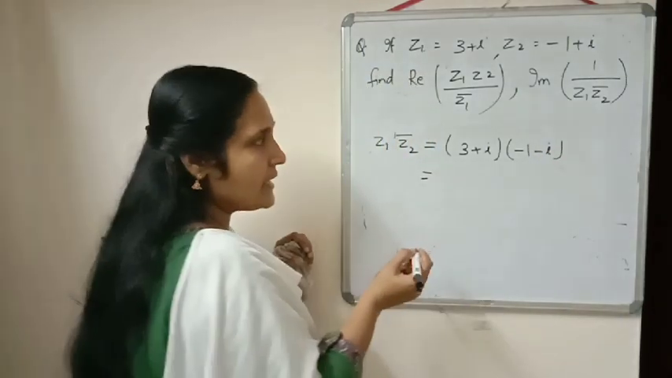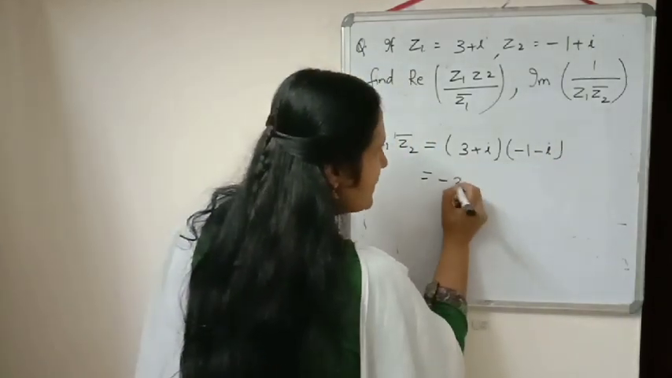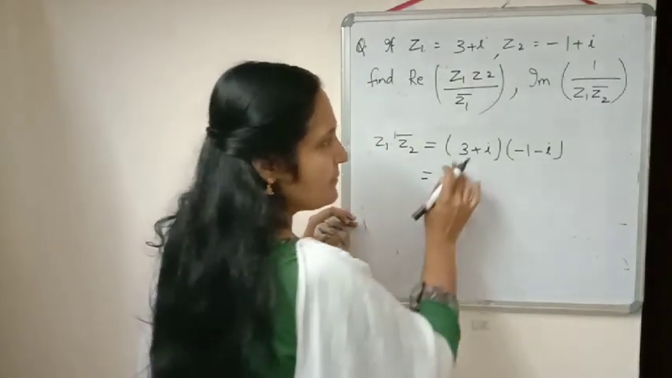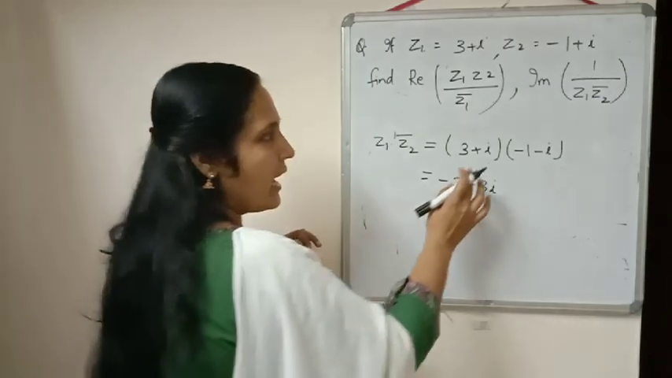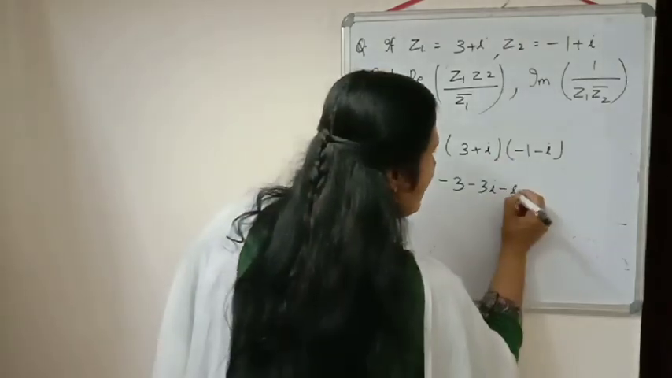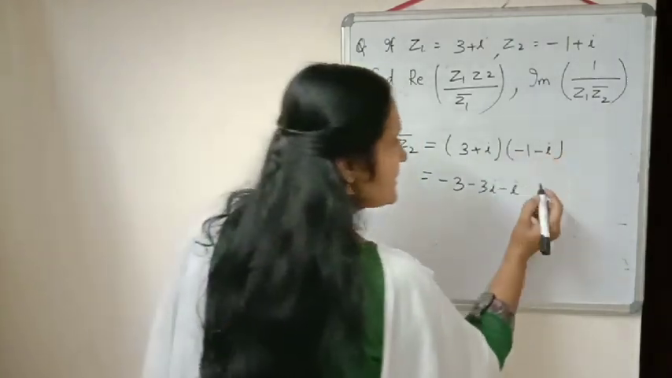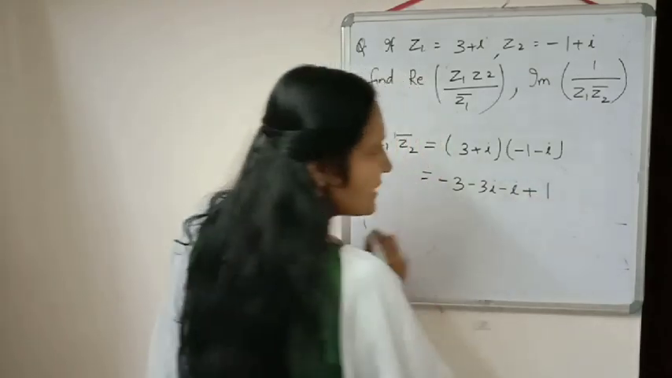Now do the multiplication. 3 into minus 1 will be equal to minus 3. 3 into minus i, minus 3i. i into minus 1, minus i. Then minus i square, and i square is minus 1.